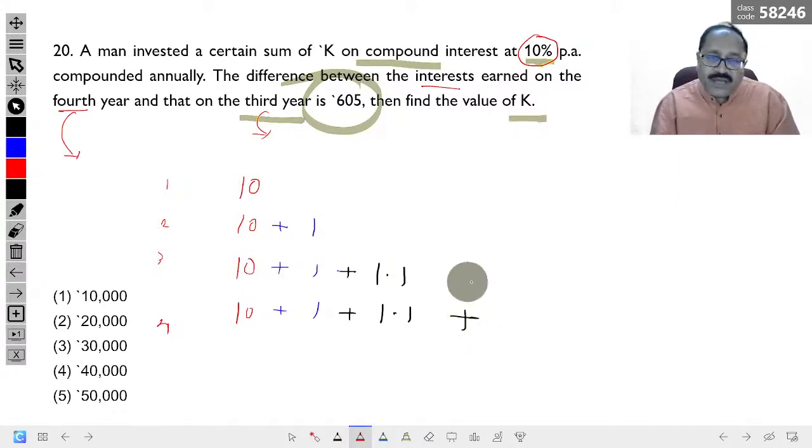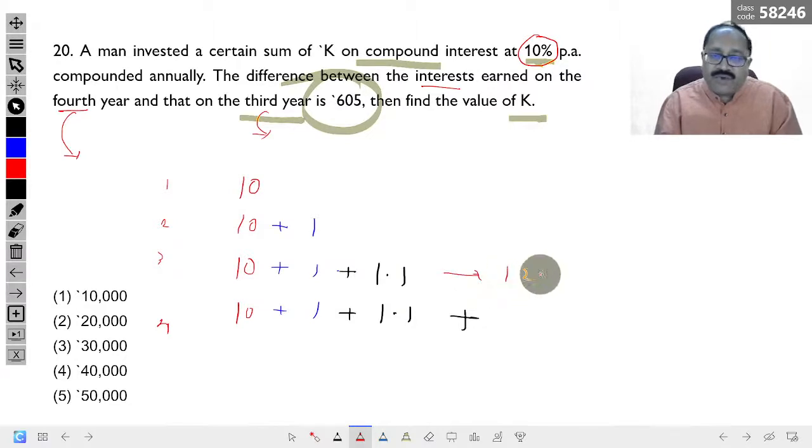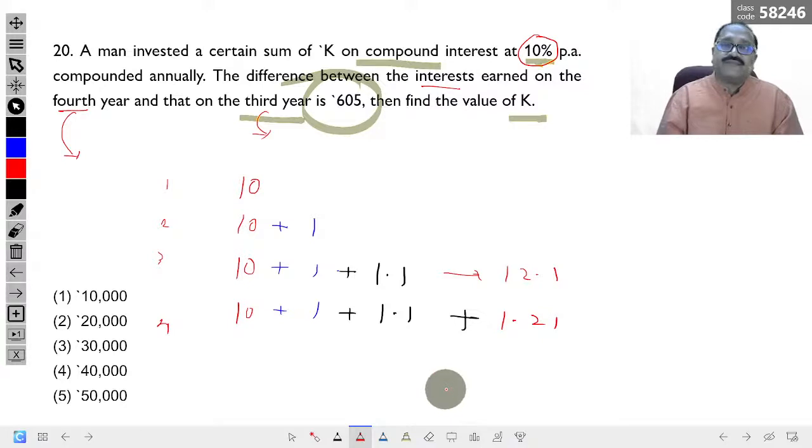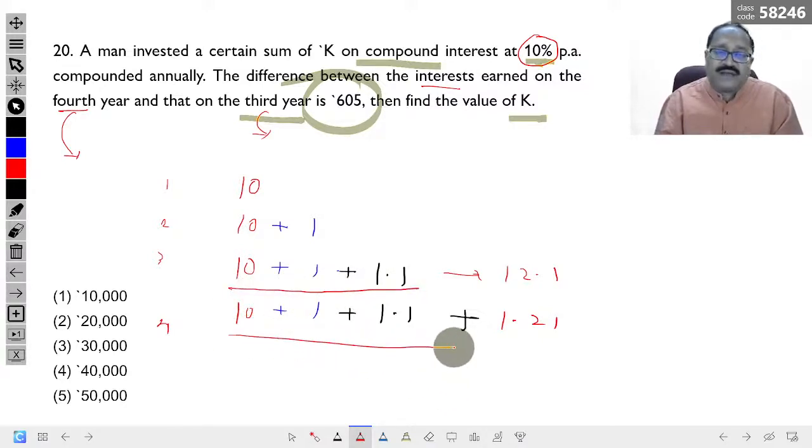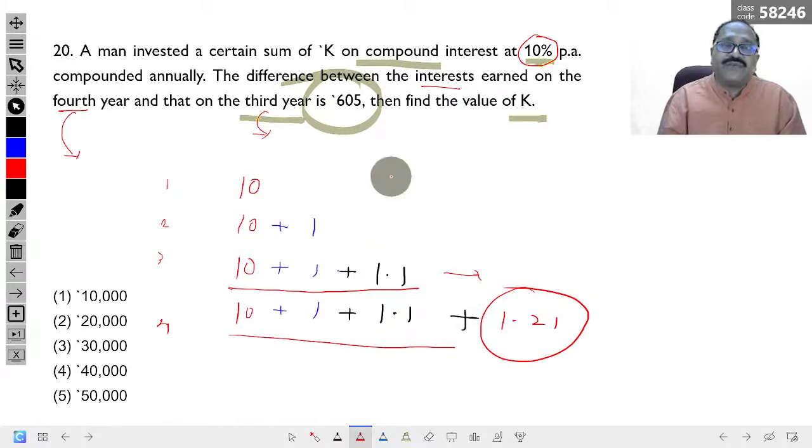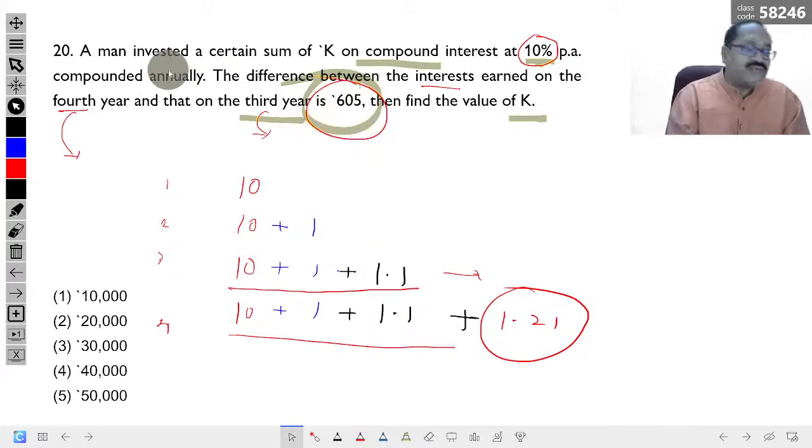सो यहाँ पे क्या आ रहा है, 12 टोटल इंटरेस्ट, यहाँ पे 12.1 आ रहा है. इसका 10% लेंगे तो 1.21 आ जाएगा. सो अब देखिए ये तो हो गया थर्ड ईयर का इंटरेस्ट, ये तो हो गया फोर्थ ईयर का इंटरेस्ट. अब ये इंटरेस्ट में डिफरेंस कहाँ से आ रहा है, तो यही है डिफरेंस, 1.21% डिफरेंस विच इज इक्वल टू 605.